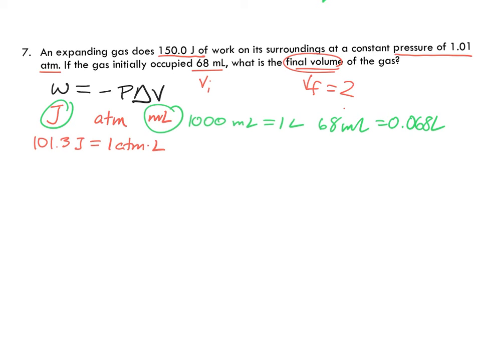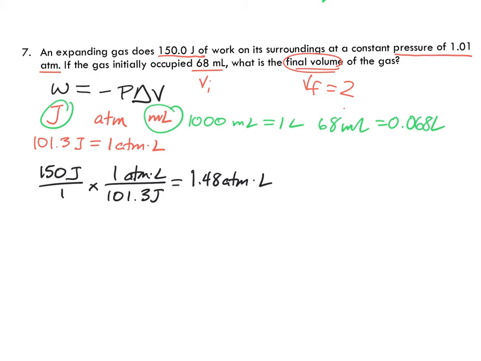Okay, so let's start with that. Let's convert our 150 joules into atm liters. There's 1 atm liter in 101.3 joules. This is going to give us 1.48 atm liters. Now we can plug everything into our equation.